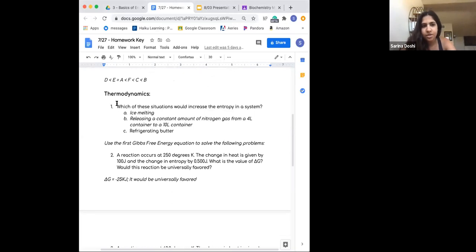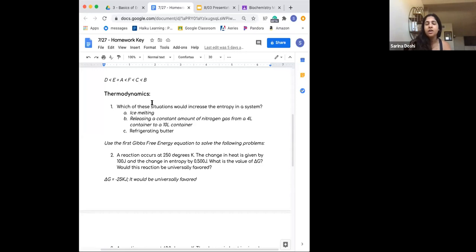Okay, so then for the first thermodynamics question, I gave you 3 situations and asked you to choose the situations that would increase the entropy in a system. And the 2 correct answers are A and B. That is because A shows the transition from a frozen state to a liquid state, so a solid to a liquid. And as we know, the molecules in a liquid are more spread apart. Therefore, they take up more space, and it's a more disorderly state of matter.